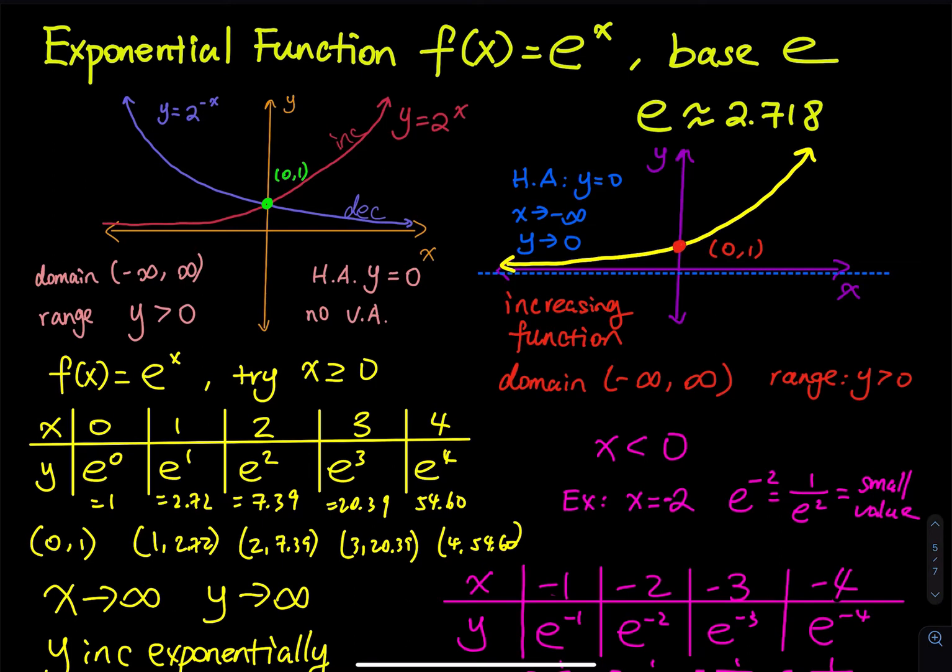The domain is all real numbers. The range is y greater than 0. There is no vertical asymptote, and the horizontal asymptote is y equals 0. And then in this video, I would like to talk about base e.